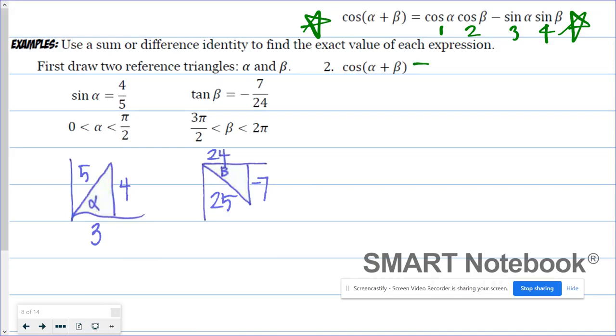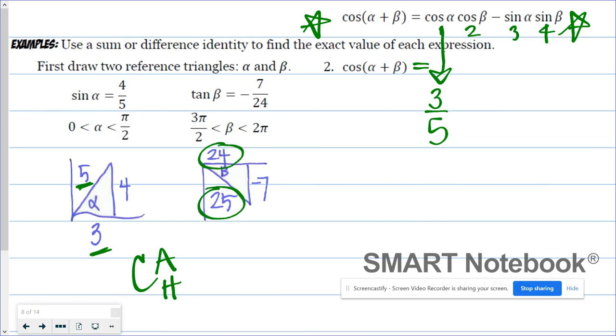Okay, so cosine of alpha, alpha is my first triangle, and cosine is the adjacent over the hypotenuse. So I'm looking at 3/5 when it comes to cosine of alpha, so 3/5. Cosine beta, that's my second triangle. So I'm talking adjacent over the hypotenuse. So cosine of beta is 24/25.